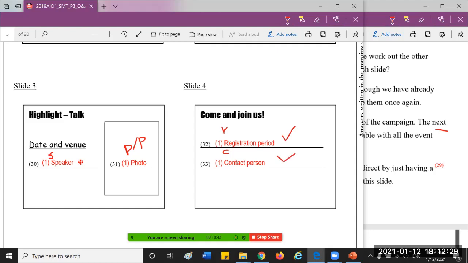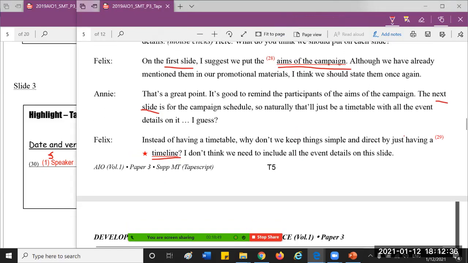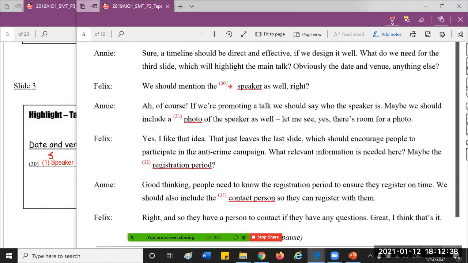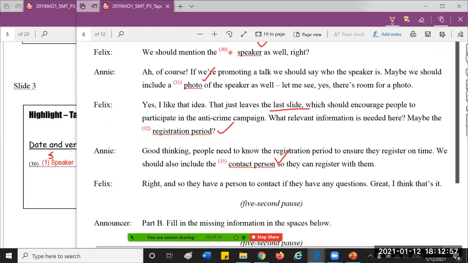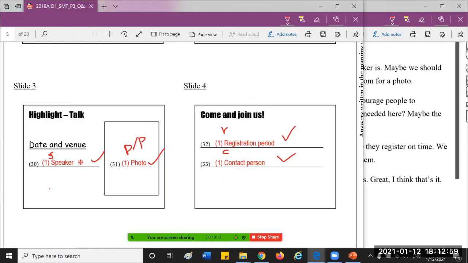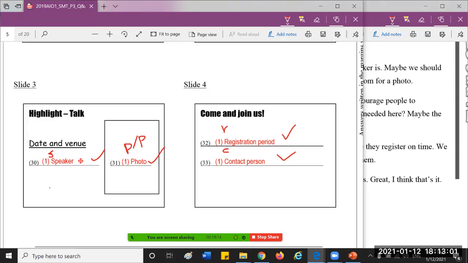Come and join us. Registration period, contact person, photo, speaker. Let's go to the text and see why the answer is like that. Okay, the date and venue, anything else? The speaker as well. Take photo, include a photo. Then the last slide, registration period, contact person here. Okay, right, next page.